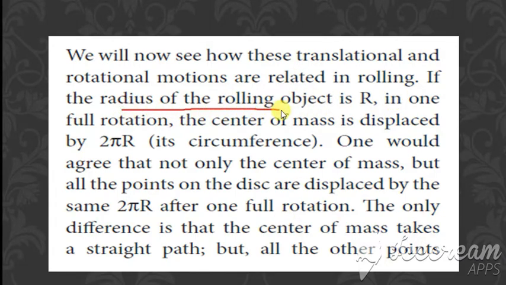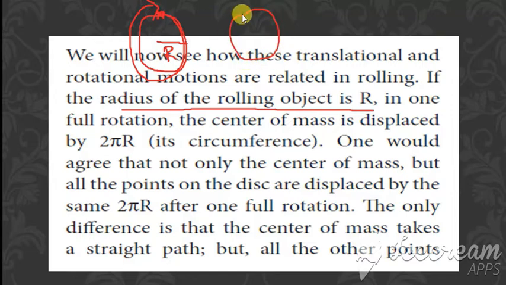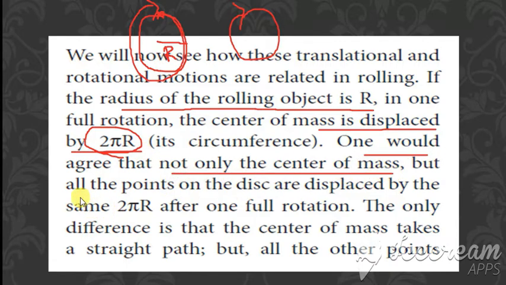If the radius of the rolling object is r, so consider that this is a rolling object and it has a radius r, then consider that it is making one full rotation. So a full rotation starts from this point and ends at the same point. So it is making one circle. The circumference of a circle is what? 2 pi r. So we can say that it displaces by 2 pi r. And one would agree that not only the center of mass but also all the points in the disc are displaced by 2 pi r.